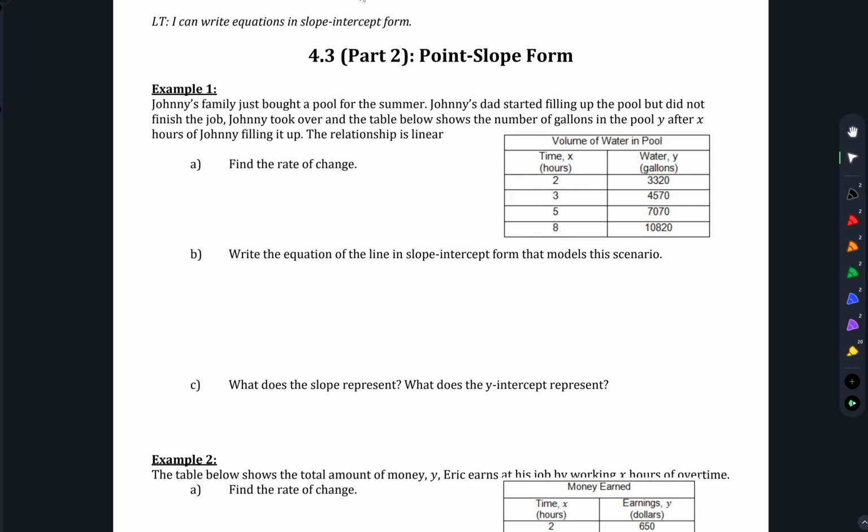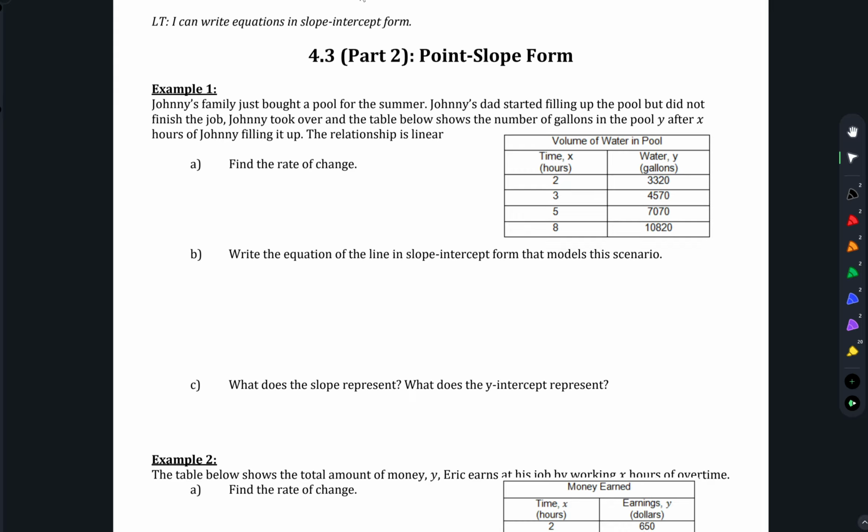First problem. Johnny's family just bought a pool for the summer. Johnny's dad started filling up the pool, but did not finish the job. Johnny took over, and the table below shows the number of gallons in the pool, which is represented by Y, after X number of hours of Johnny filling it up. The relationship is linear, which means it goes up by a constant rate.